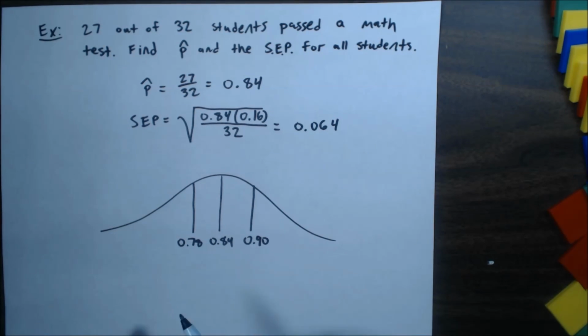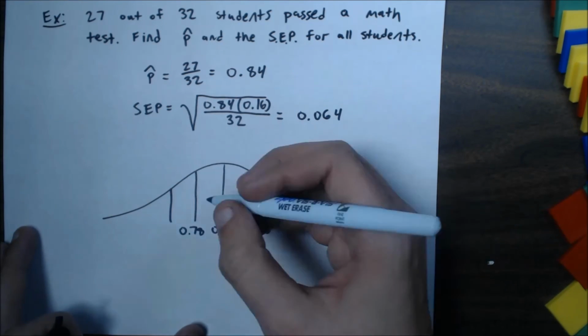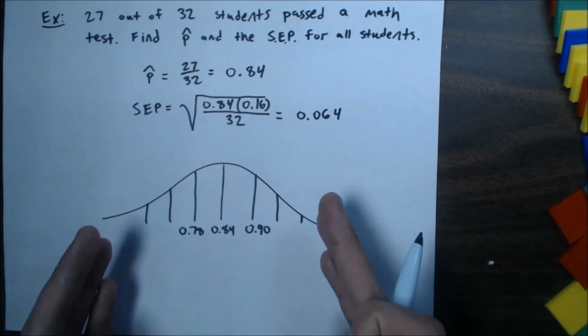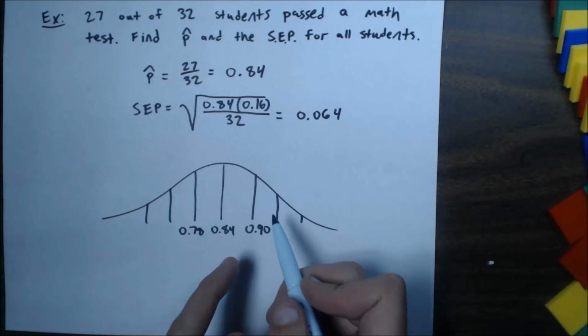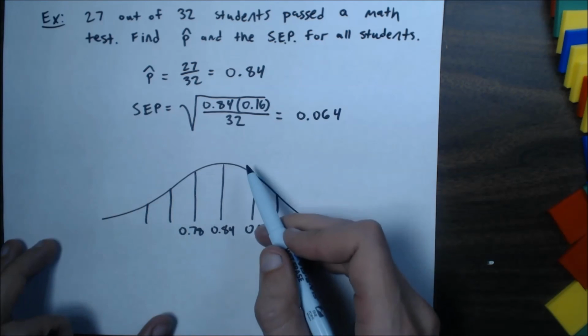And you could go more digits if you want to. I'm trying to save room to write. But that's how this works. And you could keep going. You keep adding the SEP and subtracting the SEP in your normal distribution. Okay. And this is just like a regular normal distribution that we've been working with, where the standard deviation is actually the standard error of the proportion, because this is a distribution of samples.